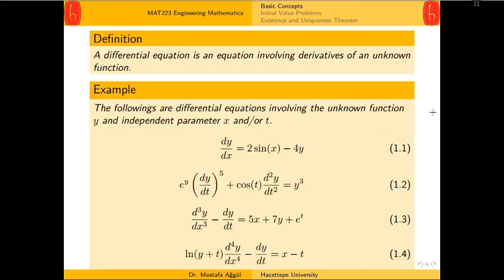First of all, what is a differential equation? A differential equation is an equation involving derivatives of an unknown function. So there are some examples here.